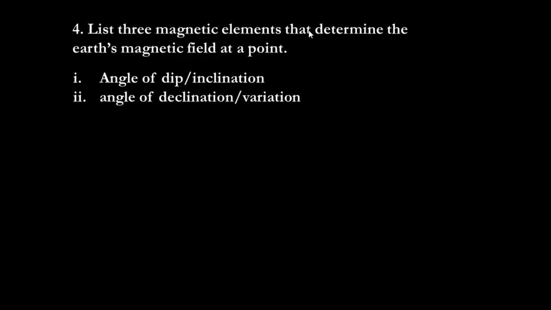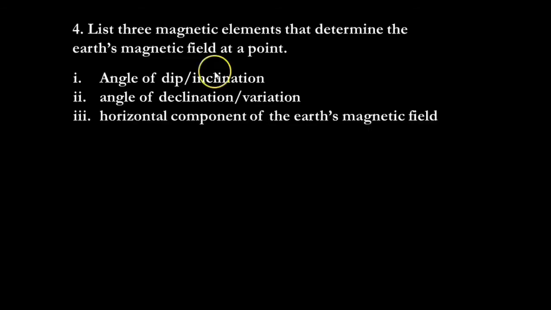The second one is angle of declination or variation. This is the angle between the geographic and the magnetic meridian at a place. The third one is horizontal component of the Earth's magnetic field. Horizontal component of the Earth at a point is the magnetic force acting in the horizontal direction.